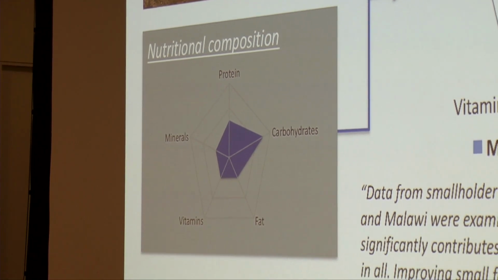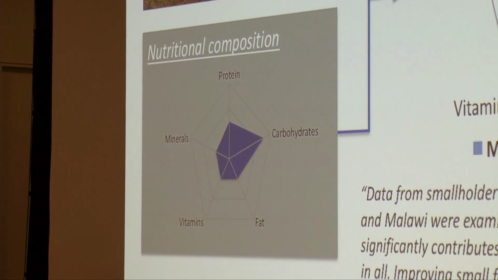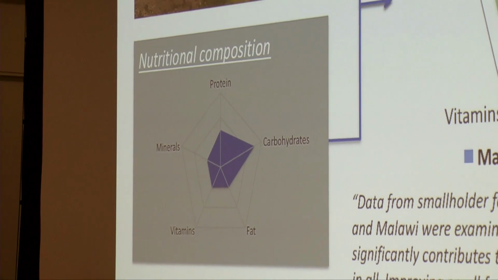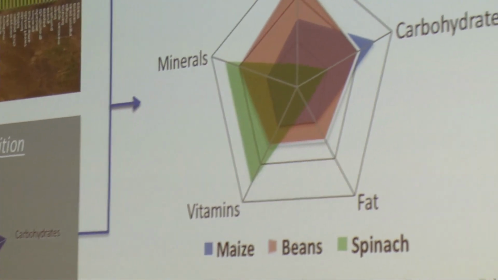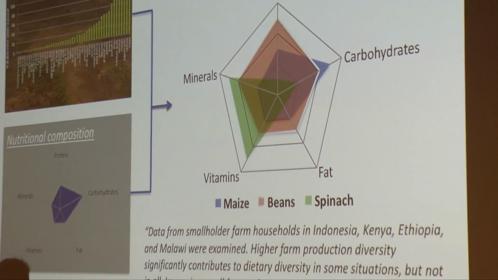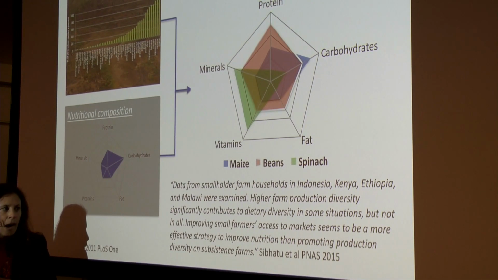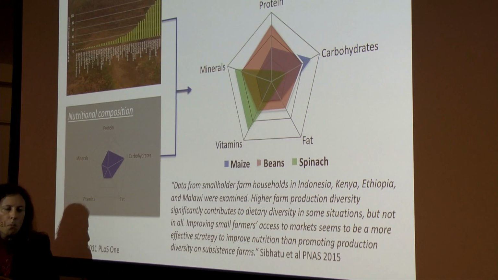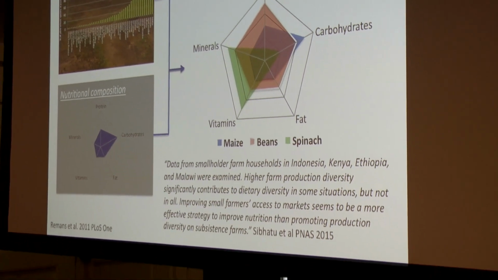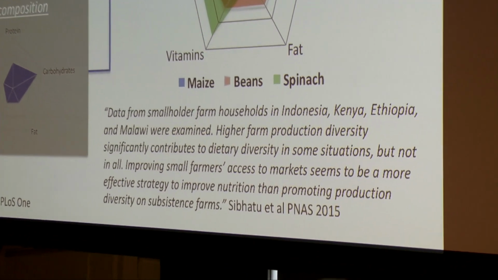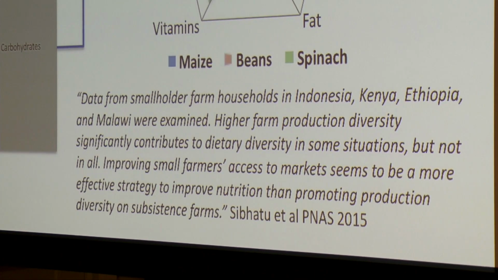But right now there's a lot of controversy about homestead food production and its contribution to dietary diversity. Maybe some of you saw this PNAS paper that came out. They looked at smallholder farm households in Indonesia, Kenya, Ethiopia, Malawi, and found that most of the access to dietary diversity did not come from on-farm, it came from markets.